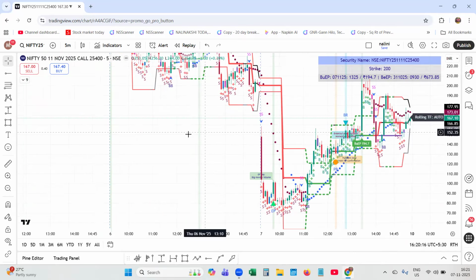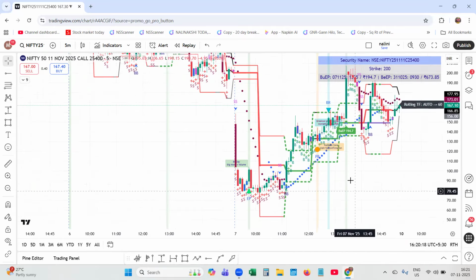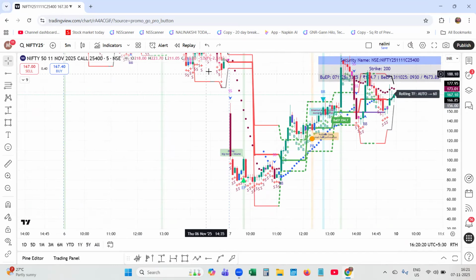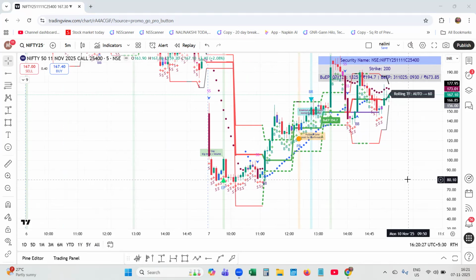Let me start the playback mode. See, you need patience to trade in the market. Unless you have patience, then you cannot gain anything. These are my EP markers. Immediately there was an EP formation in the market after the gap down.